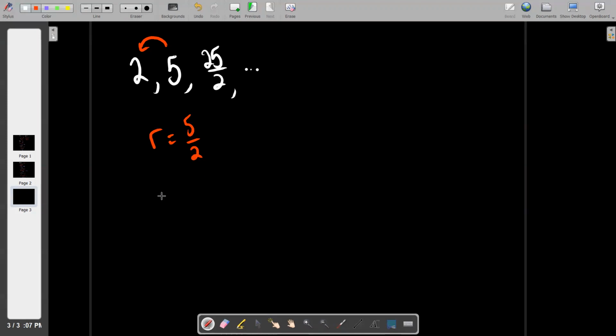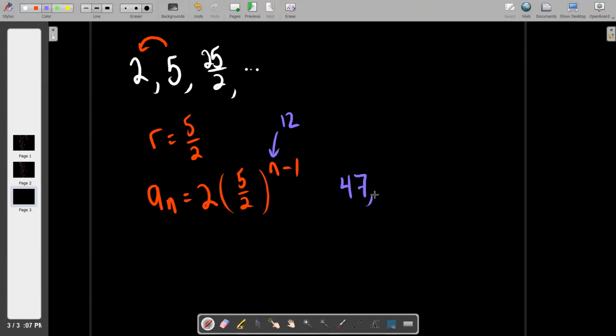So now that we know the common ratio, we can say that the explicit formula is a sub n equals the first term, 2, times the common ratio, 5 over 2, to the power of n minus 1. And we are asked for the 12th term, so we put 12 in place of n, and you type that into your calculator, and you should get a large number. And it makes sense that this is a big answer because the numbers are getting, well, bigger. So it is 47,683.716.